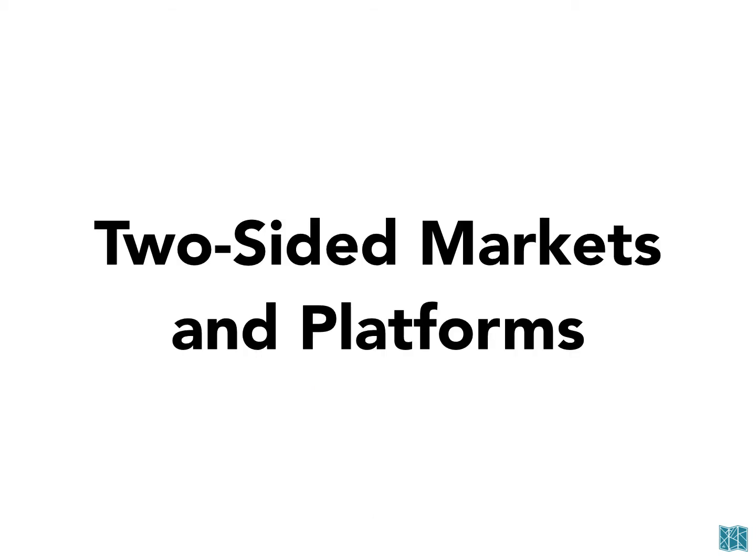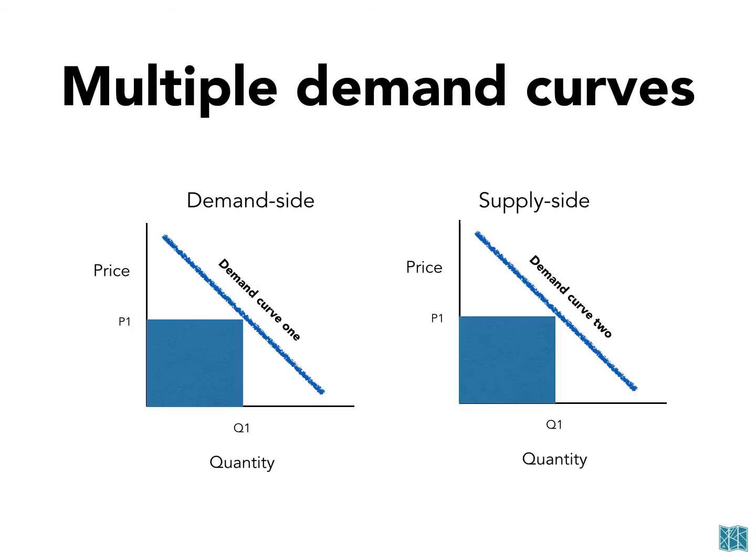So how does this apply to two-sided markets and platforms? Well, there are two separate markets that you're addressing at the same time with a two-sided marketplace. Both of these markets have a demand curve that you have to manage, and the demand curves play off of each other. So typically you would call one side a demand side and the other side a supply side.